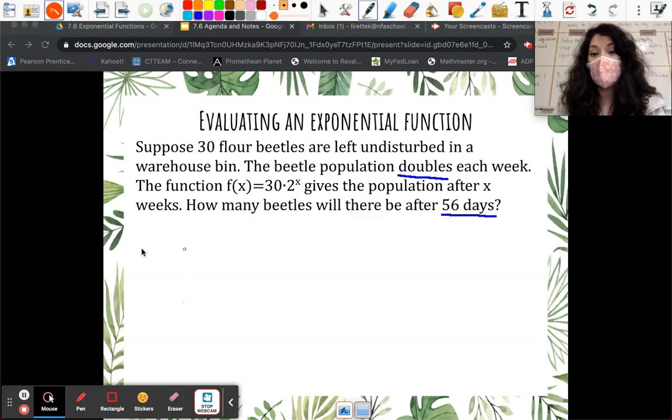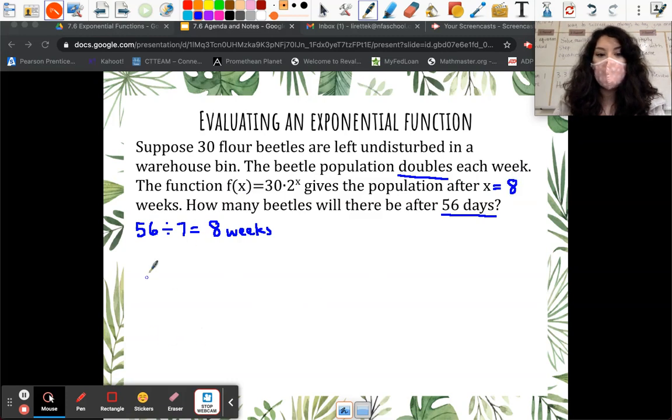So I first need to figure out how many weeks is in 56 days. Well, I know that there's 7 days in a week, so if I divide this by the amount of days in a week, that should give me the number of weeks. If I divide this, that's going to tell me that I have 8 weeks in 56 days. So this is actually what we're replacing the x with. The x is going to be 8.